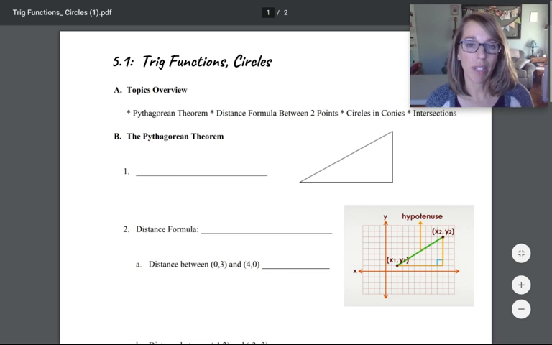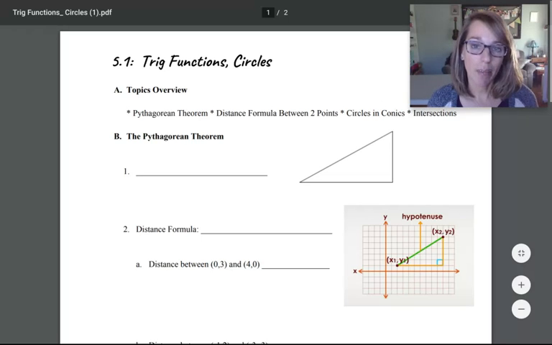In this video, we're going to be talking about our trigonometric functions, or trig functions, and some of their foundational topics. Those foundational topics include circles, the distance formula, and we're going to start things off with the Pythagorean theorem. Trigonometric functions are functions that relate the sides of triangles to the angles within a triangle.